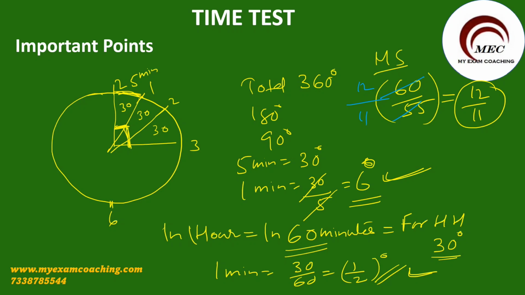The second information you have to remember is that 1 minute is equal to 6 degrees, and 1 minute for the hour hand will be equal to half a degree. This is for the minute hand and this is for the hour hand. Now, if you have all this important information, then let us go to the first question.